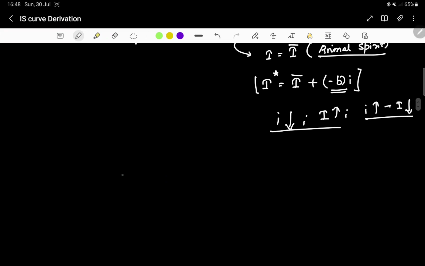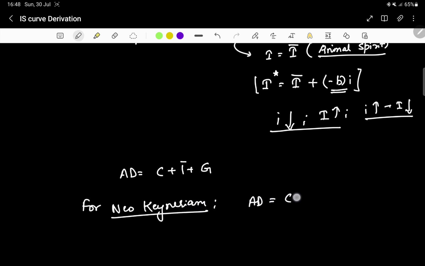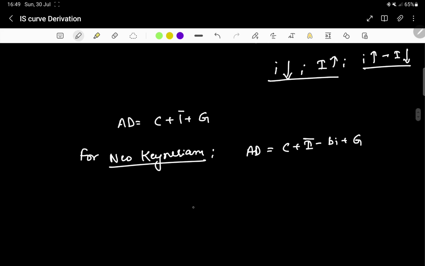What was the Keynesian demand curve? The Keynesian aggregate demand curve was C plus I plus G, where I was autonomous. Now for neo Keynesians, aggregate demand is C plus I bar minus bi plus G. And C, we already know, was assumed by Keynes to be a function of C bar plus marginal propensity to consume times disposable income. So this is what the consumption C stands for.